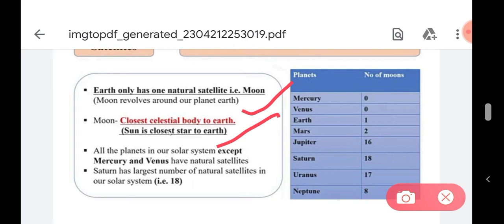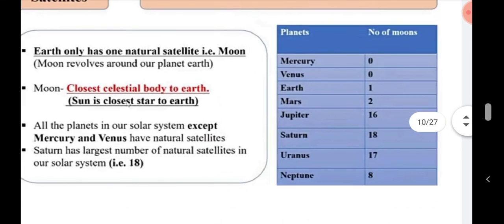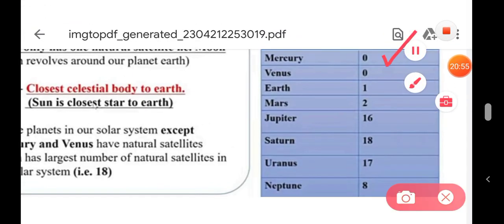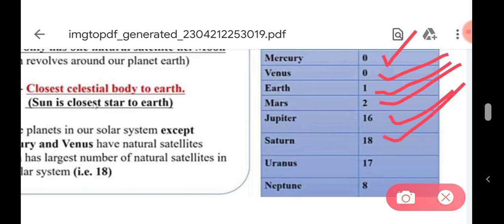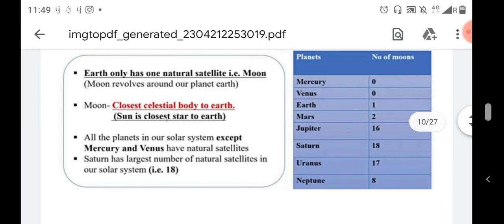Okay, all the planets in our solar system except Mercury and Venus have natural satellites, and Saturn has the largest number of natural satellites in our solar system. Okay, so in this table you can also see how many planets have how many satellites. Like मरकरी के कोई सैटेलाइट नहीं है, Mercury has 0 satellites, वीनस के भी नहीं है, अर्थ का एक सैटेलाइट है which is moon, मार्स के 2 हैं, जुपिटर के 16 हैं, सैटर्न के 18 सैटेलाइट्स हैं, यूरेनस के 17 हैं और नेपच्यून के 8 सैटेलाइट्स हैं. So हर प्लैनेट का एक सैटेलाइट या उससे ज़्यादा सैटेलाइट्स हो सकते हैं.